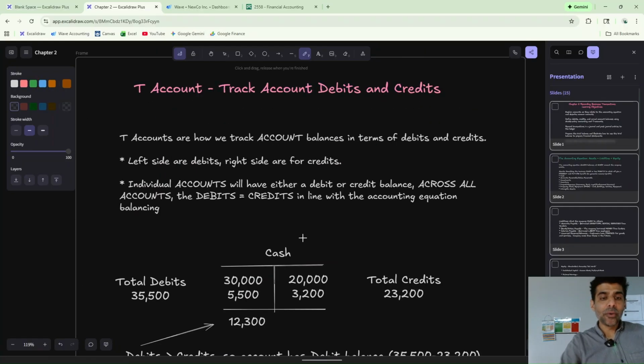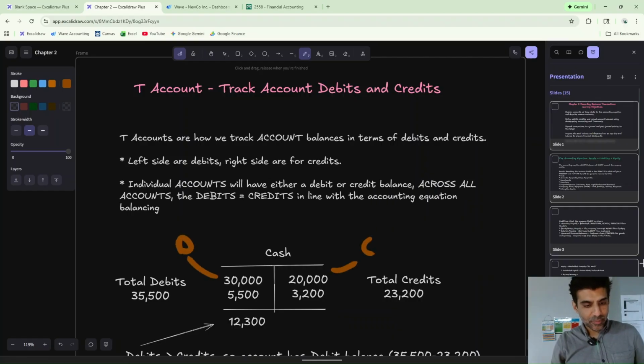So now how are we going to organize this? Because we're going to have a bunch of transactions happen, like with cash. We saw from the homework that cash had many things happening to it. When you issued stock, you had cash coming in. When you paid expenses, cash went out. So cash is going to have, in this example, a bunch of debits and a bunch of credits. We're going to use something called a T account to organize it.